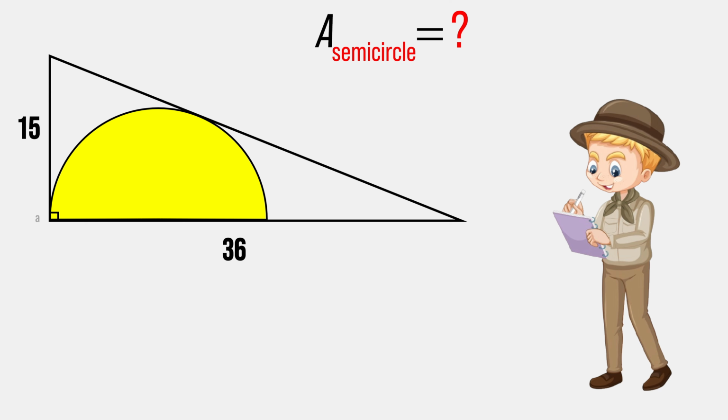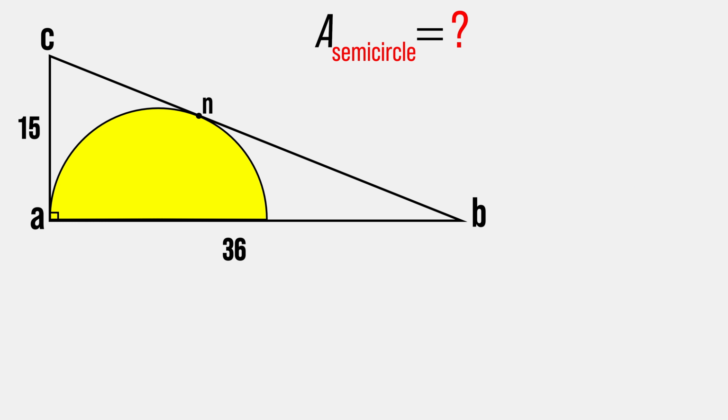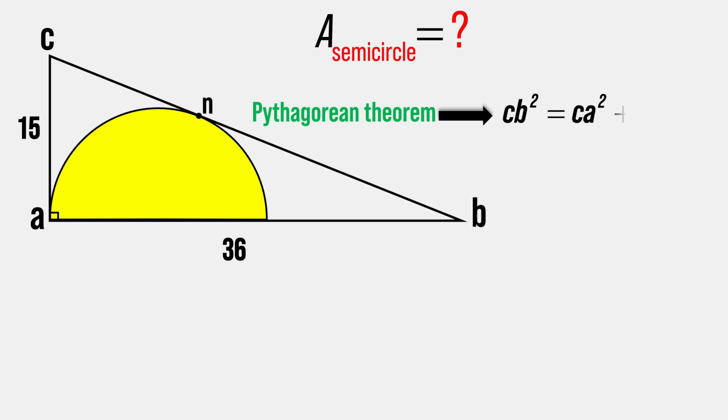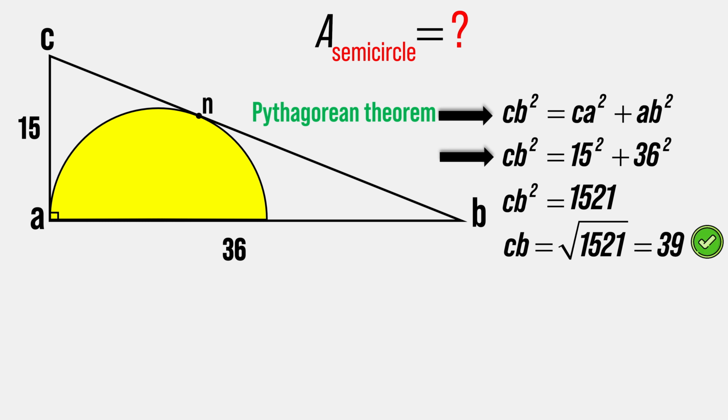First, let's label the sides of the triangle for clarity. We'll also call the point where the semicircle touches the triangle N. As you know, in a right triangle, the Pythagorean theorem tells us the square of the hypotenuse equals the sum of the squares of the other two sides, so the hypotenuse of our right triangle is 39.